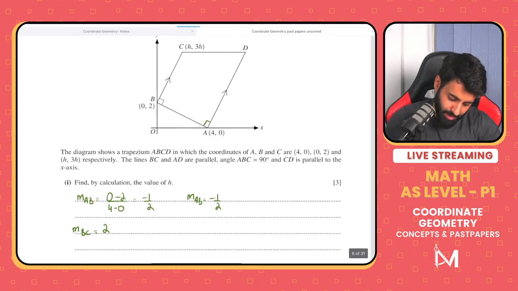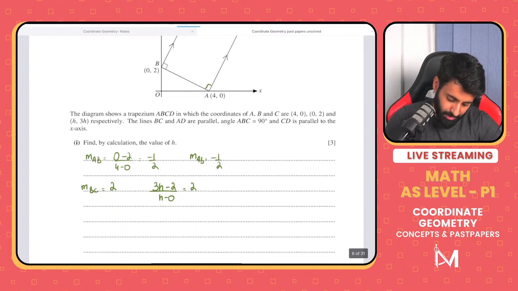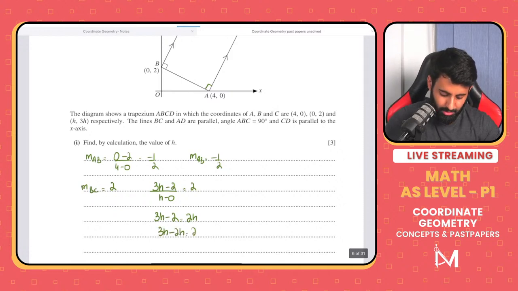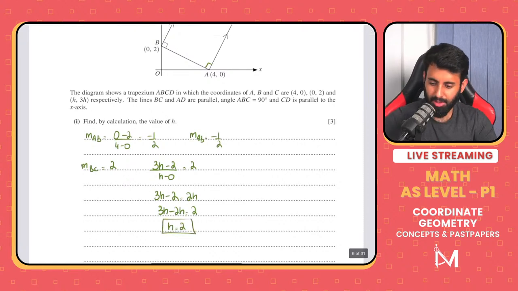Now, if I find out the gradient of line BC, I'll do 3h minus 2 over h minus 0 and equate it to the gradient, which is equal to 2. Then if you cross multiply, you have 3h minus 2 equals 2h, and get all the h's on one side, so 3h minus 2h is equal to 2, which leads to the conclusion that h is equal to 2. And that's it, 3 easy marks in the bag.